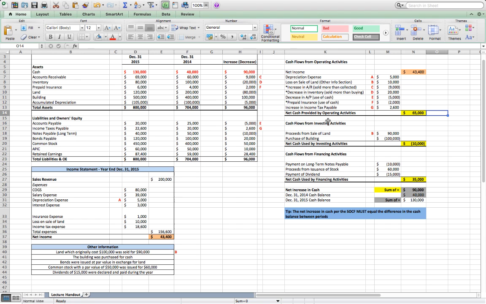Next, we're going to move on to cash flows from investing activities. We already covered the proceeds from the sale of the land, where we made $90,000, with the $10,000 loss being represented in operating activities and the proceeds from the sale being represented as investing, because this is a long-term asset. Remember, think of it as investing in yourself. The only other item for cash used by investing activities is the purchase of the building.